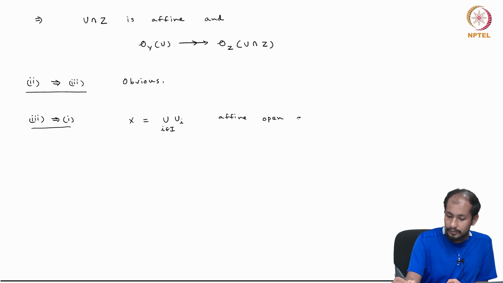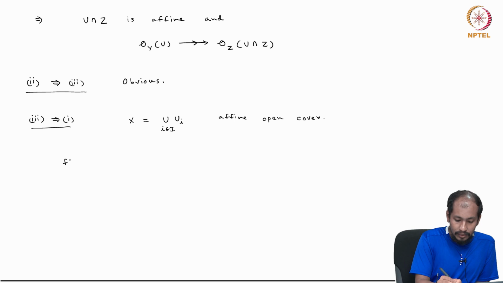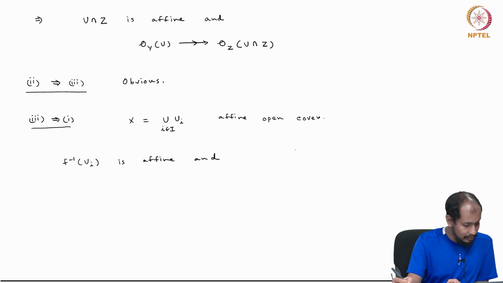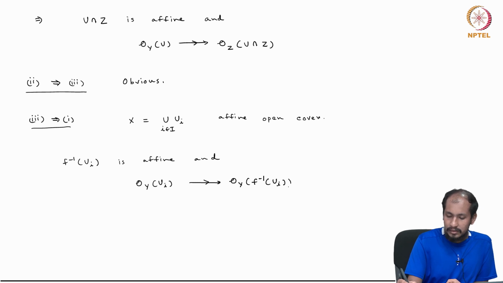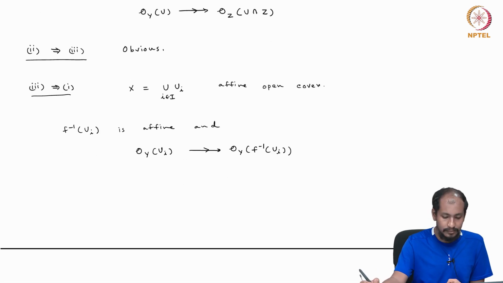Open cover, and we know that this f inverse Ui is affine, and this map O_Ui to O_f inverse Ui is surjective. So these things are given.